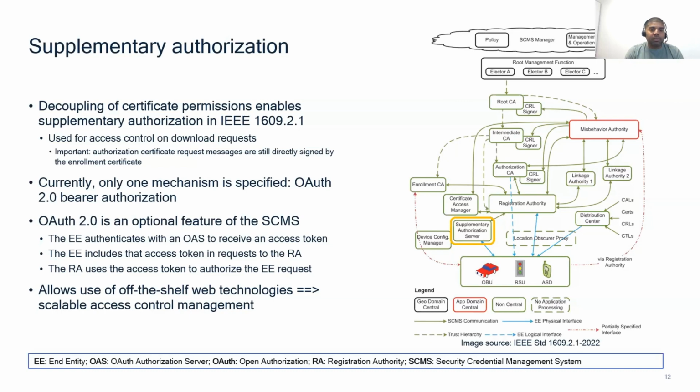The mechanism that is enabled in the current specification is known as OAuth 2.0. This is an optional feature in the SCMS. So the end entity authenticates with an authorization service to receive these access tokens, and the end entity includes that access token in the request to the registration authority. And the RA, the registration authority, uses those access tokens to authorize the end entity request. It allows the use of off-the-shelf web technologies to enable a more scalable access control management for certificate access.